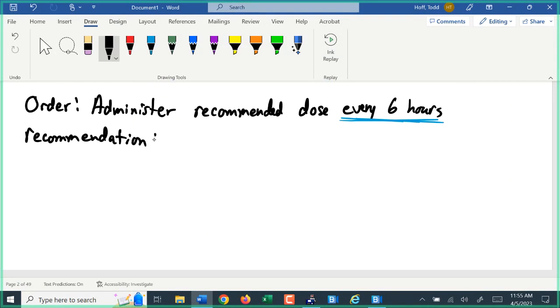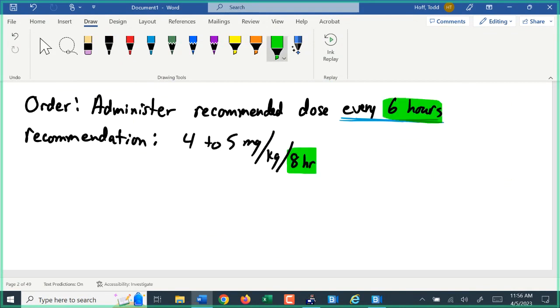Again, this is either on the label of the medication or in some sort of medical reference. And in this case, our recommendation is to give 4 to 5 milligrams per kilogram every 8 hours. One thing you might have noticed already is this time frame is not the same as the time frame the doctor gave us. As a general rule, we can administer a medication in shorter intervals more often than recommended, basically giving a smaller dose more often.